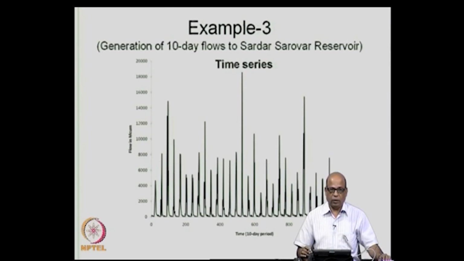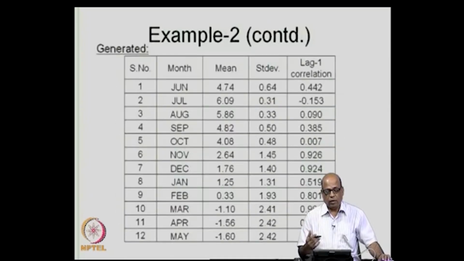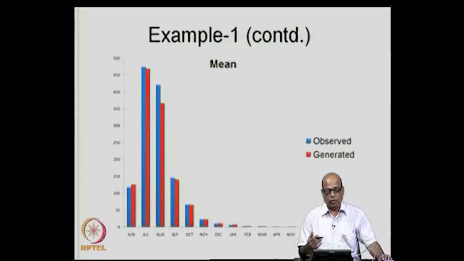Like in the case of the monthly time period, you had 12 intervals, here you have 36 time intervals during a year, and this shows the flow in million cubic meters. So, this is just the time series plot. Now, with this time series plot, we then use the Thomas-Fiering model as I just wrote here.